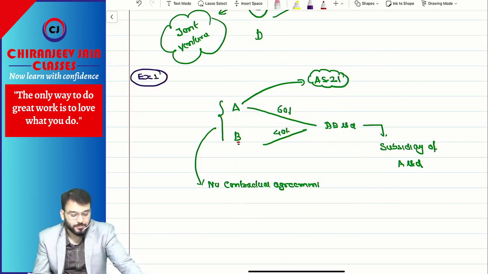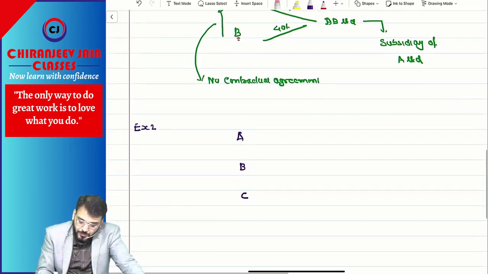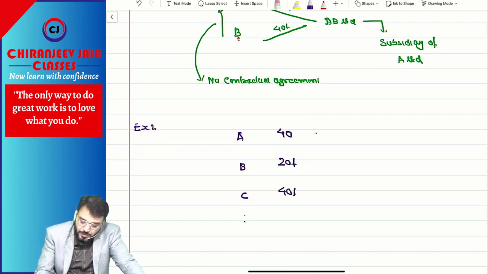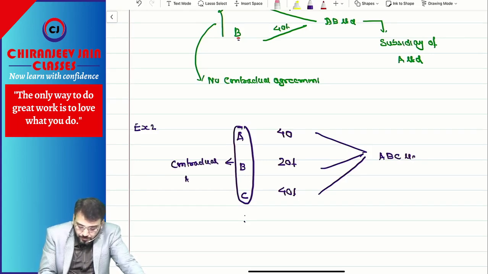Have you understood this? Correct. Now, second. Example number 2: if I say A, B, C, with 40%, 20%, 40% in ABC Limited, and all are under a contractual agreement, what kind of control do they have? Joint control. Very good. So they will jointly control. JC means joint control.